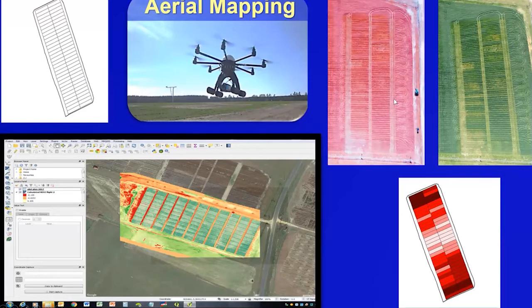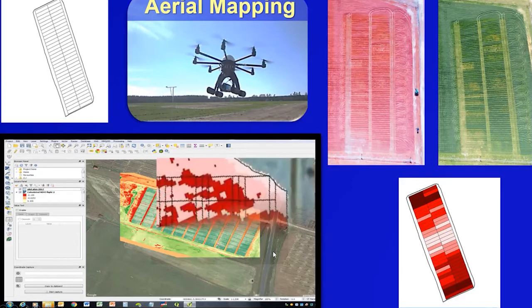So we'll take these two images to QGIS, which is open source software, and we'll put them together. And based on the NDVI calculation, we will write a prescription map. That is cutting edge, at least for now.